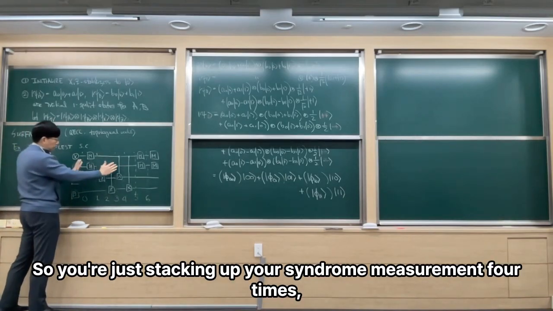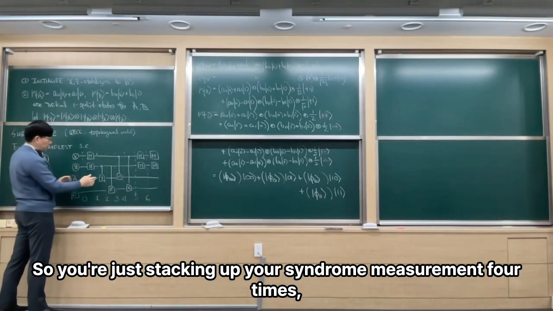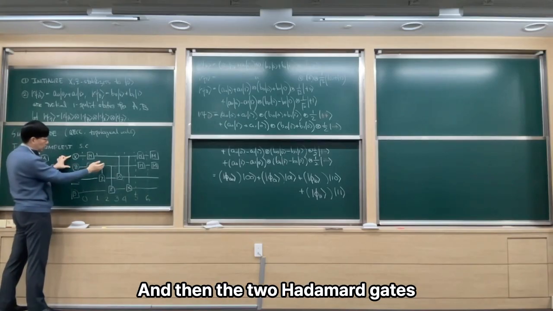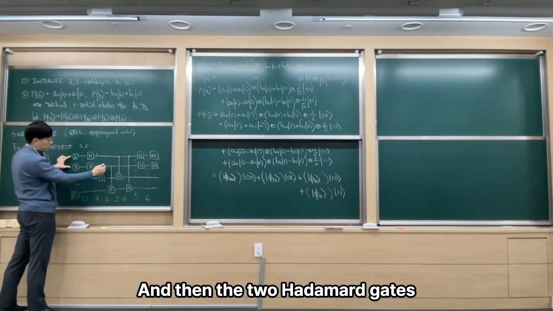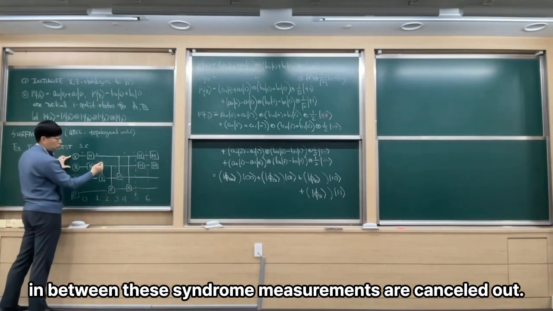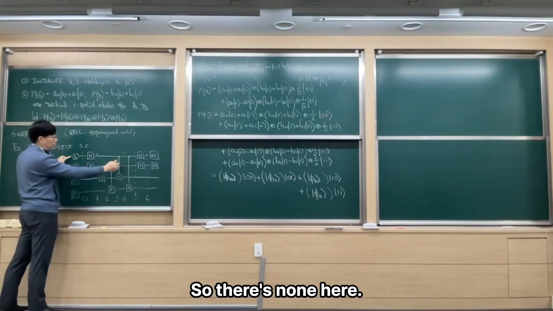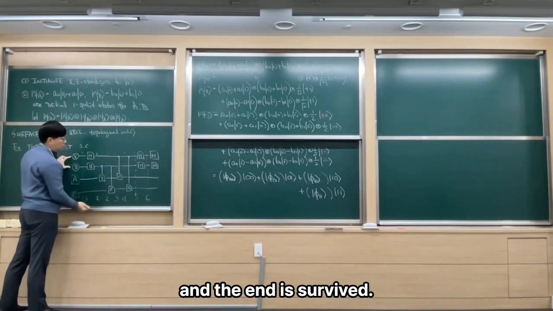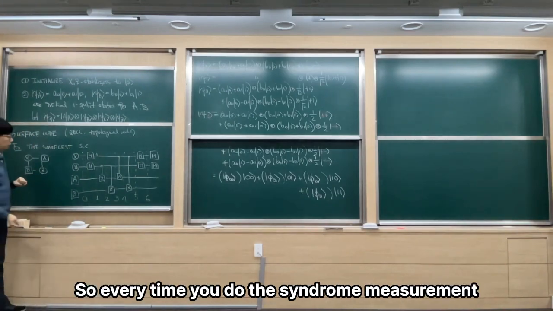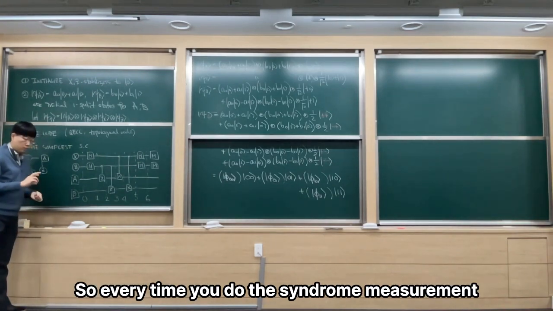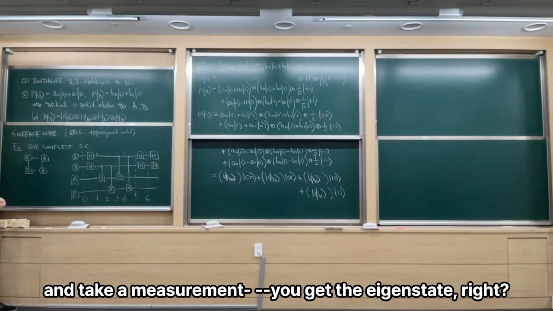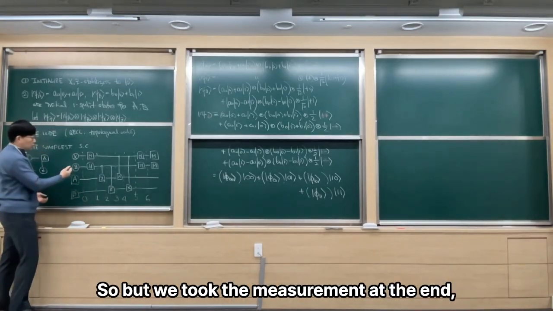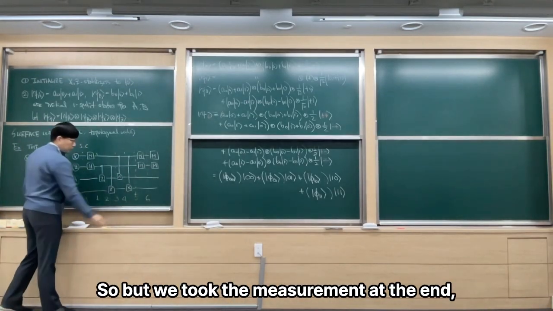So you're just stacking up your syndrome measurement 4 times with 2 different syndrome measurement qubits, and then the 2 Hadamard gates in between these syndrome measurements are canceled out, so there's none here. So only the Hadamard at the beginning and the end survived. So every time you do the syndrome measurement and take a measurement, you get the eigenstate, right? Based on the measurement outcome, you get the eigenstate. But we took the measurement at the end.